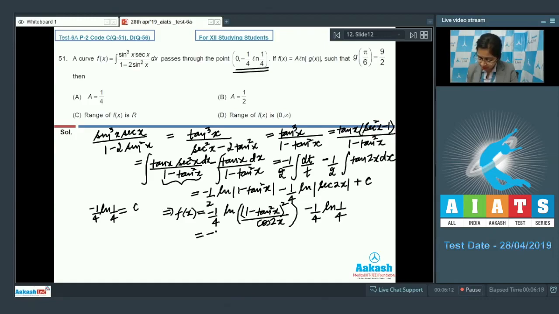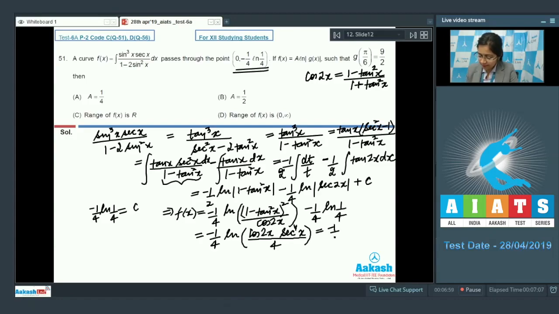So this is equal to minus 1 by 4 into ln of, now we know the formula of cos 2x, that is cos 2x is equal to 1 minus tan square x upon 1 plus tan square x. So 1 minus tan square x can be written as cos 2x whole square. That in the denominator will cancel with 1 cos 2x. So it is cos 2x into 1 plus tan square x whole square. That is secant square x whole square. That is secant x raised to the power 4, and minus 1 by 4 ln 1 by 4 can be taken inside. So we will get in the denominator 4.